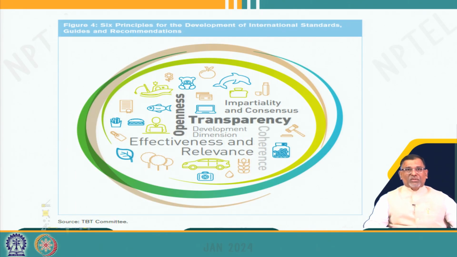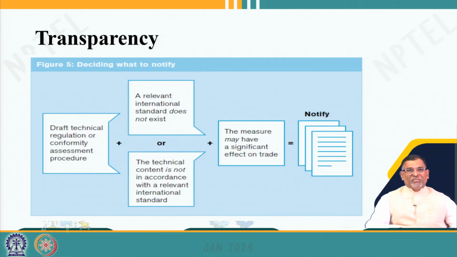If you look into the principles for development of international standards, it talks about 6 principles of standards: openness, impartiality and consensus, transparency, the development dimension, effectiveness and relevance, and most importantly coherence. All these are components of transparency, and definitely these 6 principles were developed by the TBT committee, in the development of international standards in the TBT agreement.